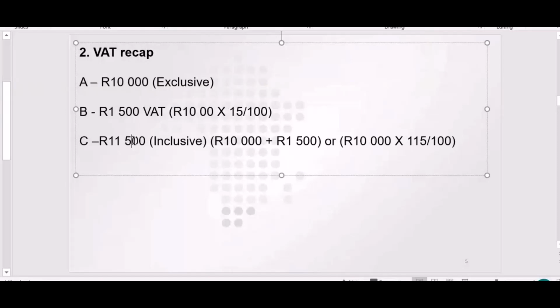If they say 11,500 includes VAT, remember for accounting purposes, the amounts that we put on the asset, income and expenditure accounts are all excluding VAT. So now, if you are given 11,500 and we say it includes VAT, how would you calculate the VAT amount and the VAT exclusive amount? Mbali?